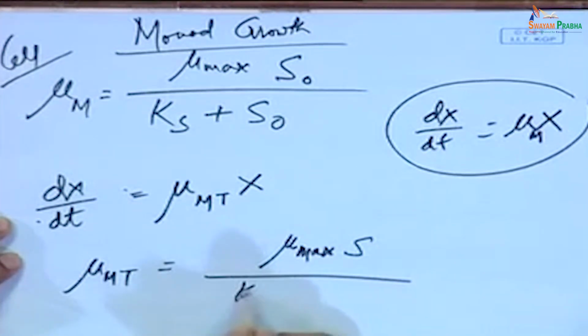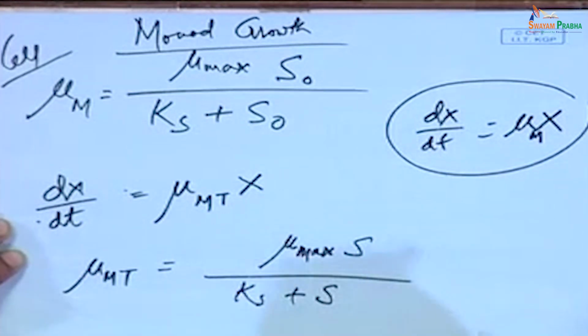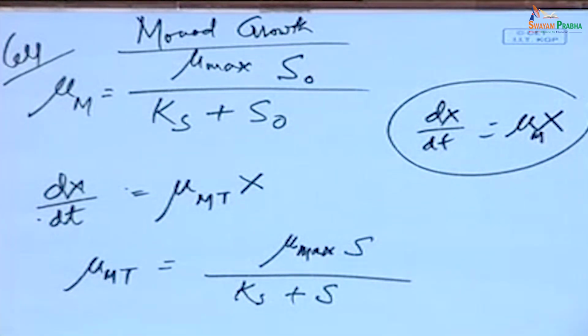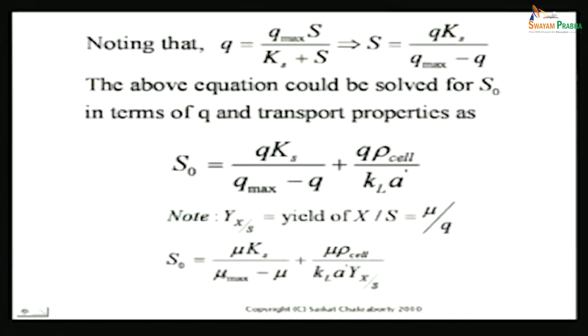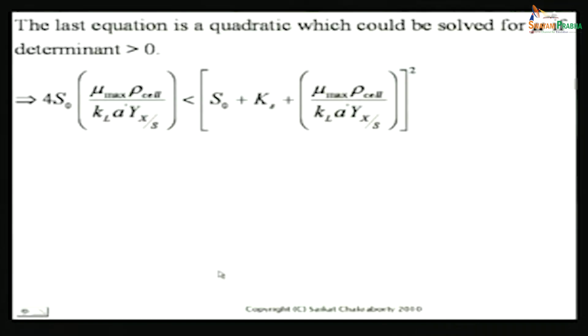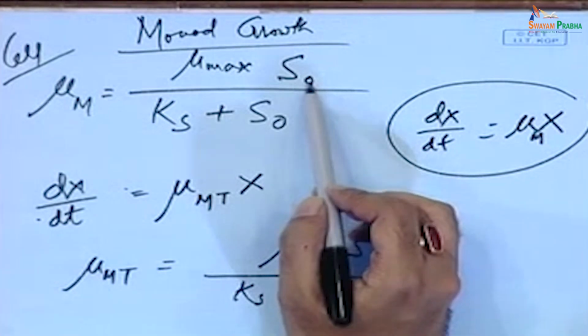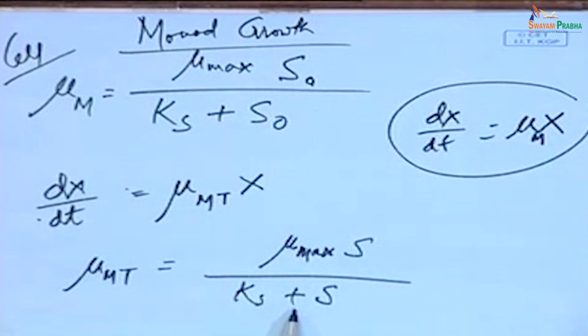Times S plus Ks plus S. Okay. We did that before. This is the one. Okay. So what's the difference? The difference is, for pure monod growth, if there is no mass transfer, it will be S naught, but in the presence of mass transfer, you have S. And what you need to do is simply substitute for S. How do you substitute? Let's look at the screen here.